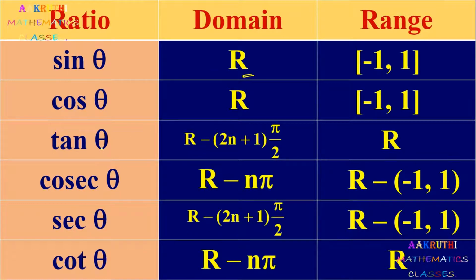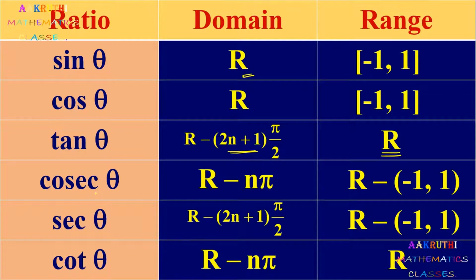Next, tan theta. We know that tan theta is not defined at 90 degree and 270 degree, that is, odd multiples of 90 degree. Odd numbers are of the form 2n plus 1. Therefore tan theta is not defined for odd multiples of pi by 2, so the domain is R minus (2n plus 1) pi by 2. For the range, the highest value is infinity and the least value is minus infinity, so we get all the real numbers. Therefore the range is the set of real numbers.